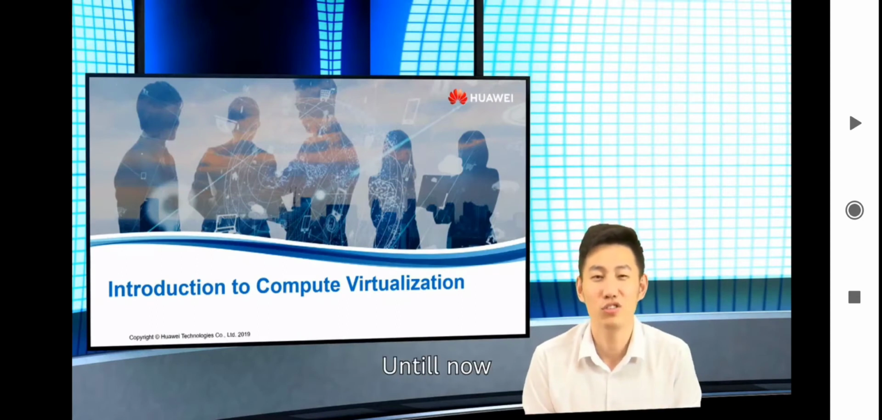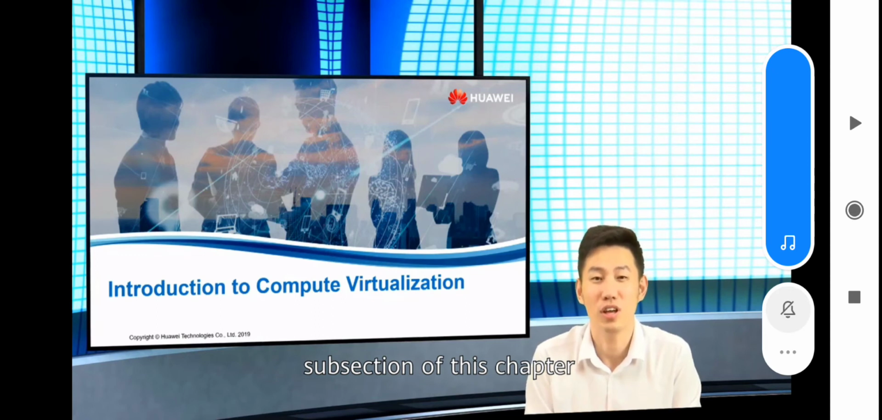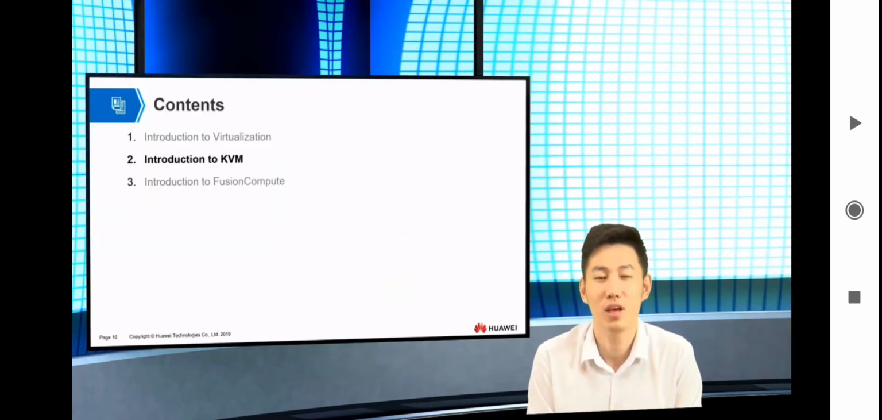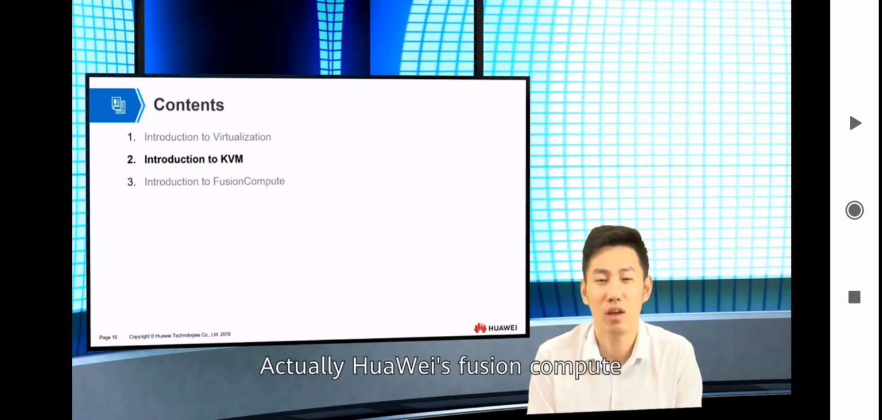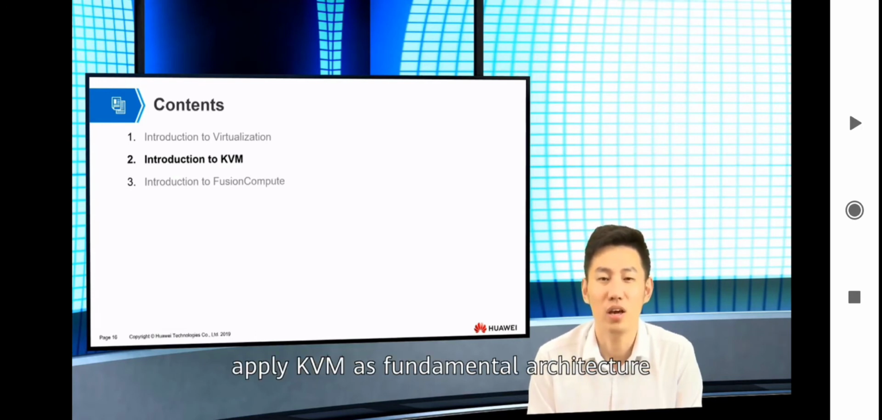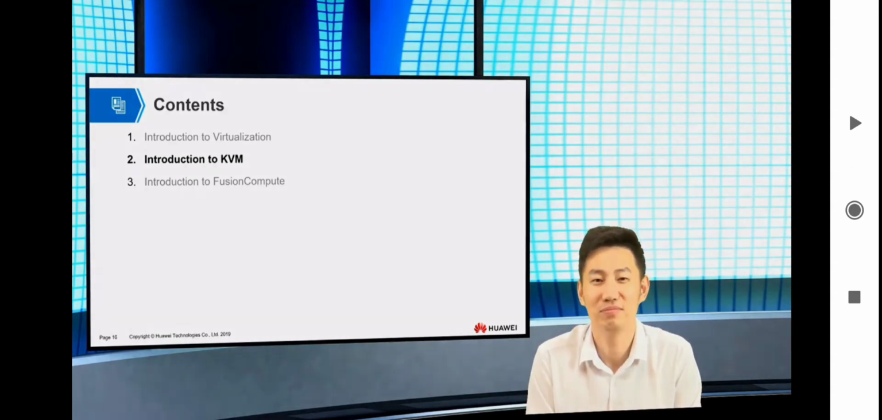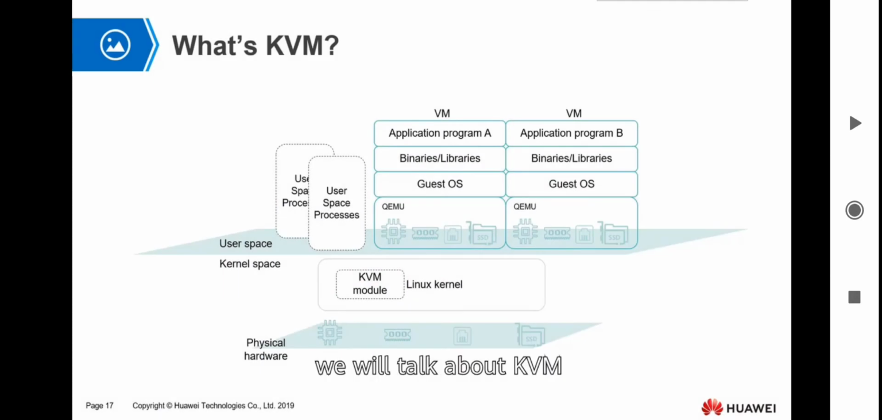Everyone, until now we have finished the first subsection of this chapter, and now we continue to the next subsection. This subsection is about the introduction to KVM. Actually, Huawei's FusionCompute applies KVM as a fundamental architecture. So, in this course, you should work extremely hard. Next, we will talk about KVM. And what is KVM? Why do we want to talk about KVM?